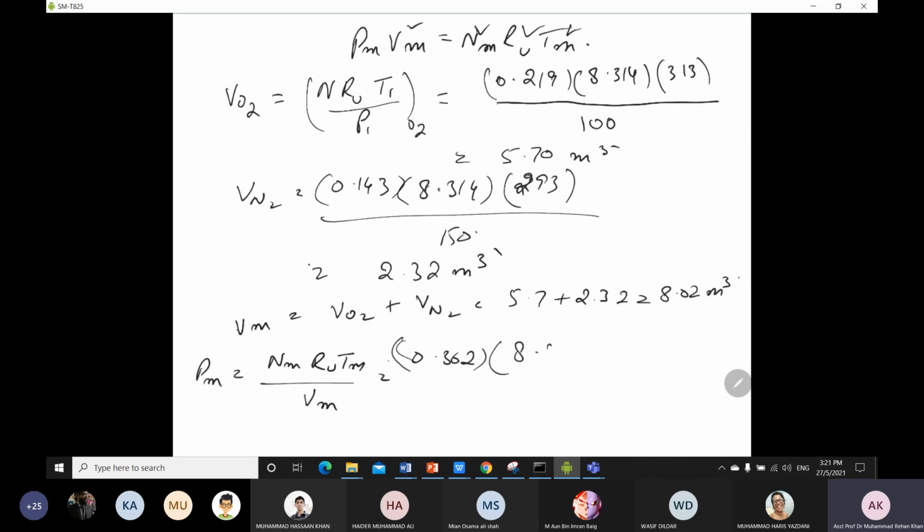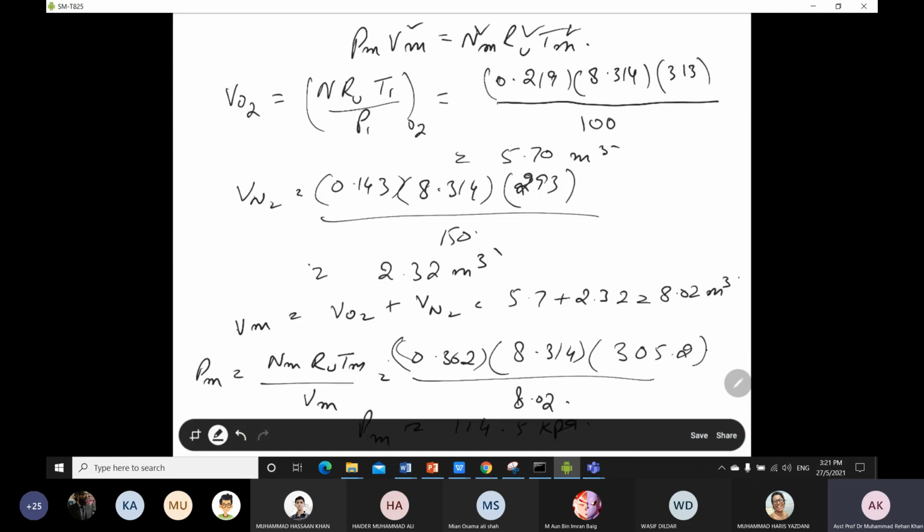Ru value is 8.314, and the temperature of the mixture comes from part A, which is 305.2 Kelvin, and the volume of the mixture is equal to 8.02 meter cube. Okay, and if you solve it, you will get 114.5 kilopascal. So this is the pressure of the mixture which is required in your problem, so that you have to find.